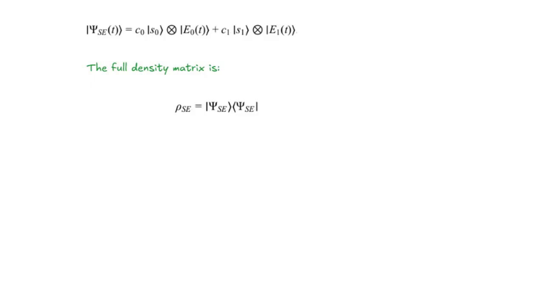The full density matrix of the combined system, the system S and the environment E, is equal to the outer product of the total state vector with itself. In other words, to get the density matrix for the whole system and its environment, you take the state that describes both together and combine it with itself to show all the possible probabilities and relationships within that state.